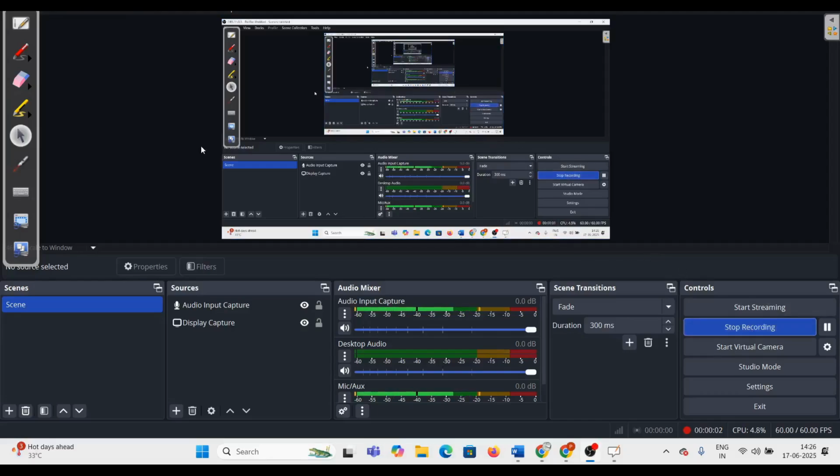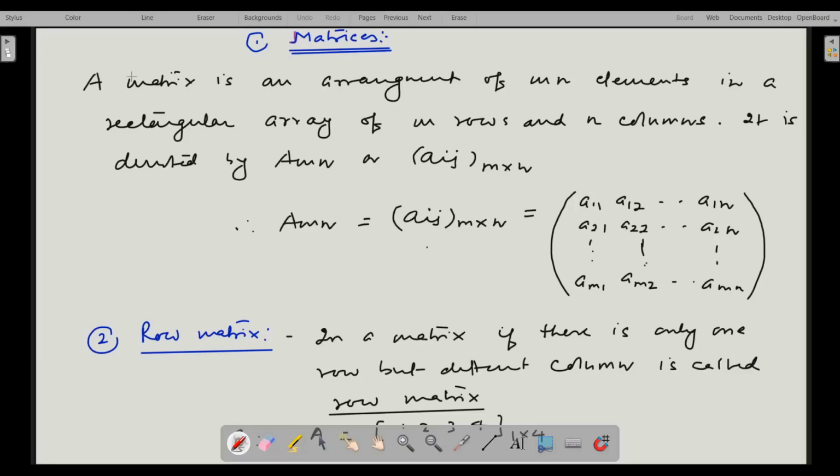Yes, friends, let's move on towards our new topic of discussion for today. We are going to start the chapter on matrices. Let us have a look at this particular slide. So, the introduction is matrices.